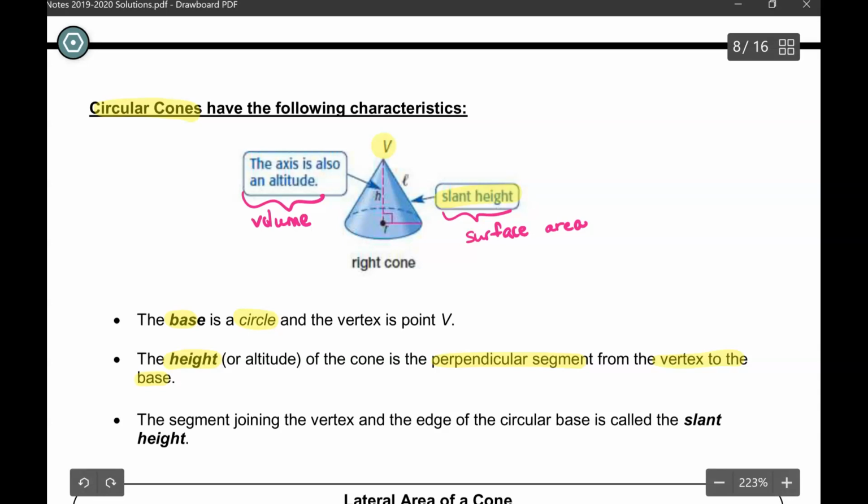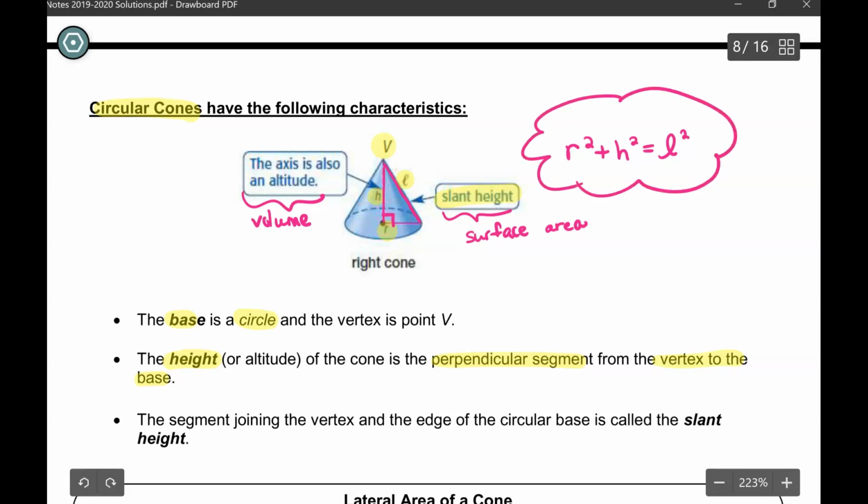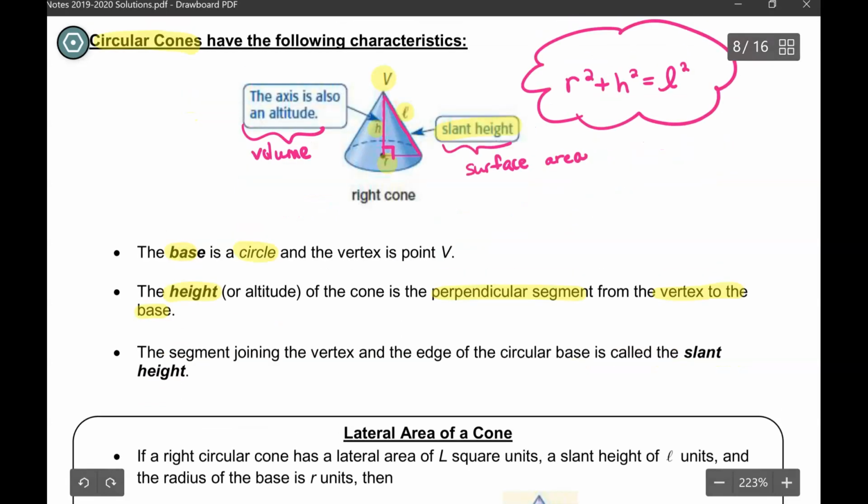One nice thing about the relationship between R, H, and L, that will always be the same. If you notice, you have a right triangle. So the relationship between the radius, the height, and the slant height is always going to be R squared plus H squared equals L squared. Okay. So again, that slant height is the segment along the edge.